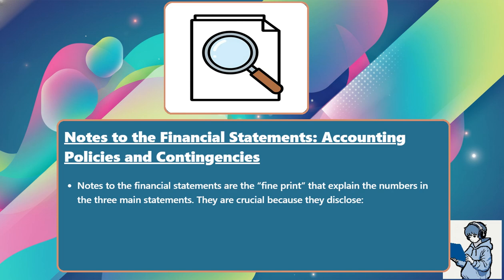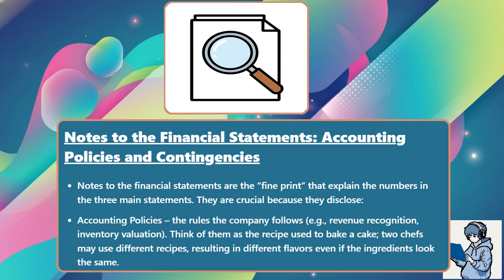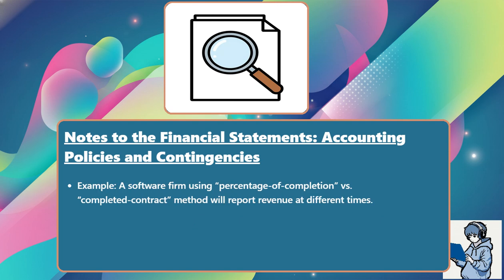Notes to the financial statements are the fine print that explain the numbers in the three main statements. They are crucial because they disclose accounting policies, the rules the company follows, for example, revenue recognition and inventory valuation. Think of them as the recipe used to bake a cake. Two chefs may use different recipes, resulting in different flavors even if the ingredients look the same. Example: a software firm using percentage of completion versus completed contract method will report revenue at different times.